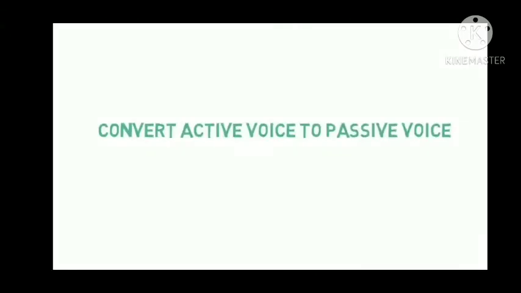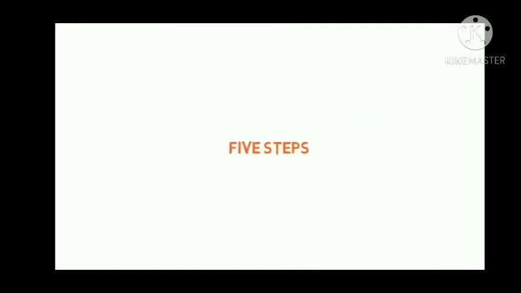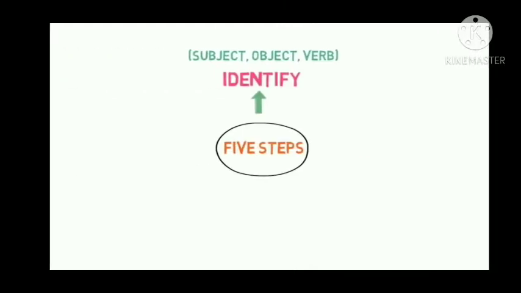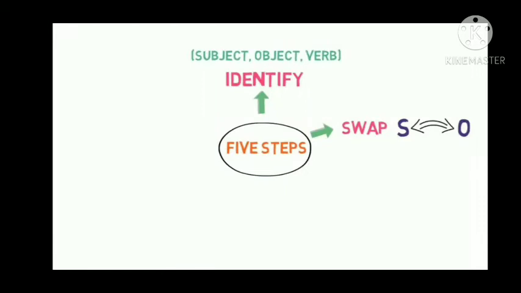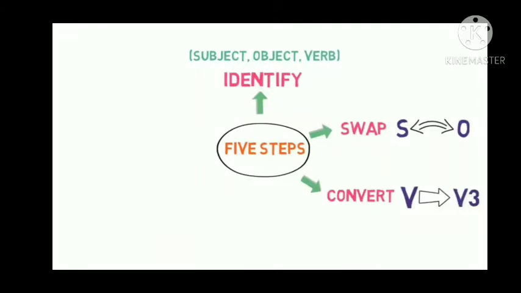Now changing the active voice into passive voice, or we can say convert active voice to passive voice, we should remember 5 steps while changing the active voice sentences into the passive voice sentence. First one is to identify which is the subject, object and verb in the sentence. Second step is that we should swap subject into object and object into subject. Third step is convert verb.